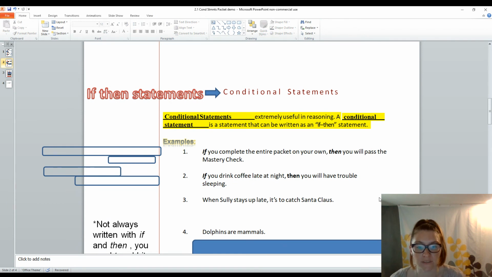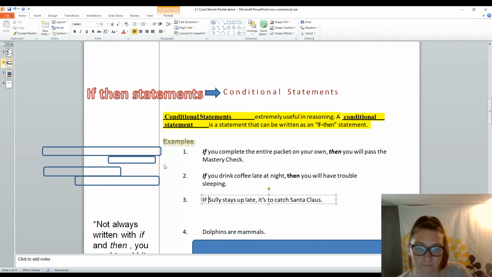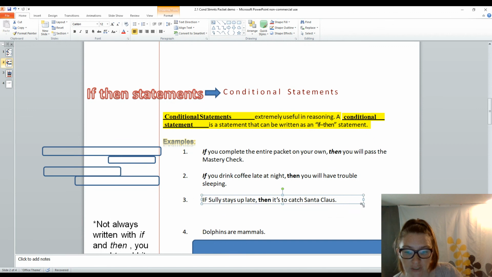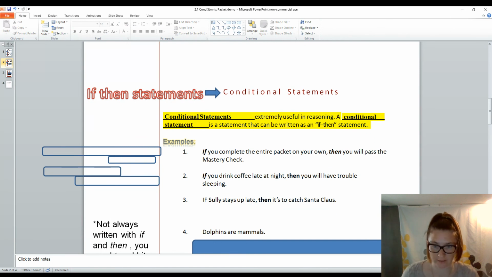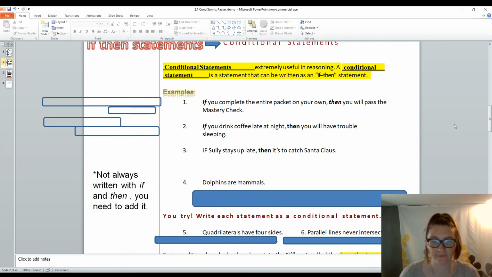Number 3, it says, when Sully stays up late, it's to catch Santa Claus. There is no if or then in this sentence, but we can change that to make that happen. So I'm going to take out the word when. So I just put if, then. It doesn't change the sentence, it just makes it become a conditional. If Sully stays up late, then it's to catch Santa Claus. So again, all we're trying to do is make it an if and then.